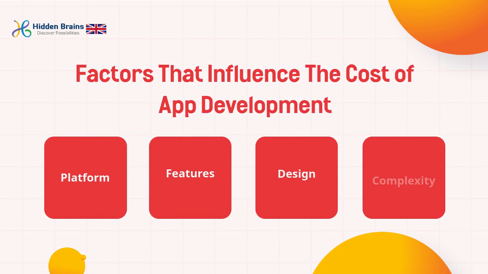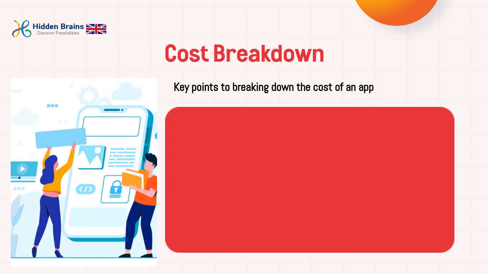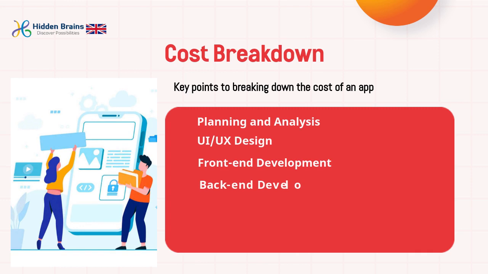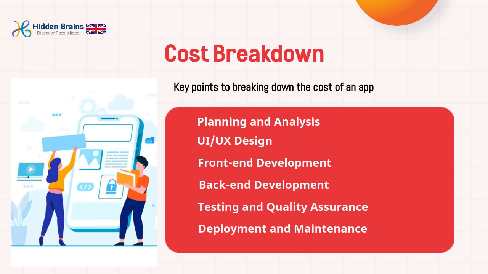Cost breakdown. Key points to breaking down the cost of an app. 1 is planning and analysis. 2 is UI/UX design. 3 is front-end development. 4 is back-end development. 5 is testing and quality assurance. 6 is deployment and maintenance.